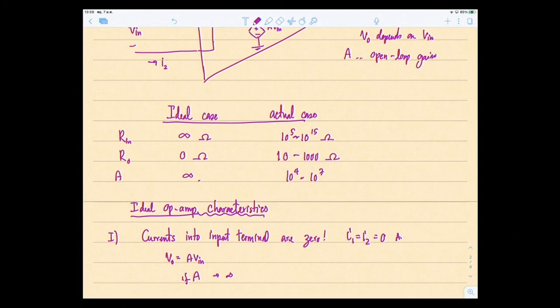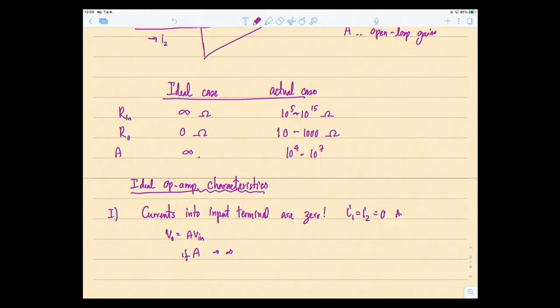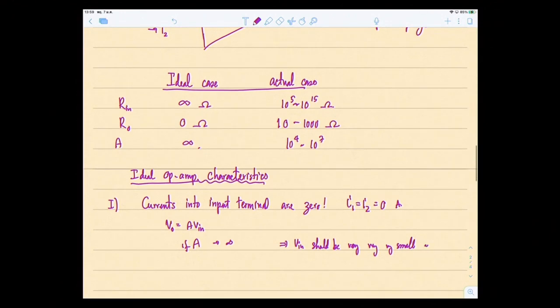So therefore, to control it, our V in should be very, very small, pretty much close to zero. If it's very small, close to zero, and you multiply by infinity, it will give you some finite values. So we said your V in has to be very small. V in must go to zero.